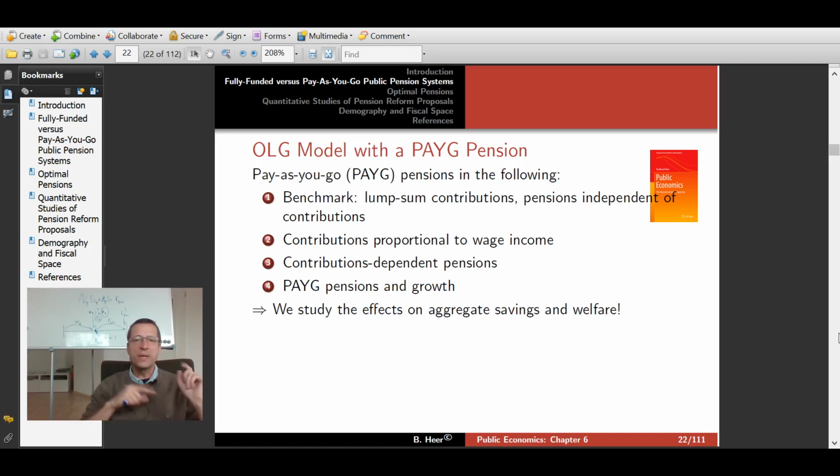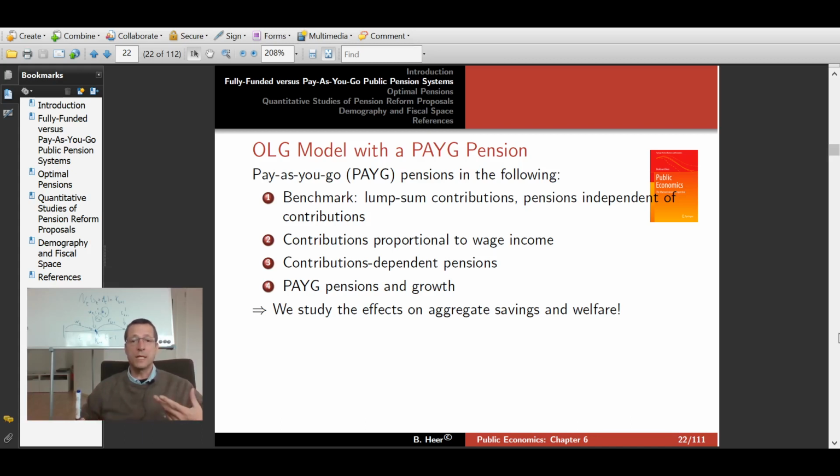Now, we look at a pay-as-you-go pension and we will distinguish 4 cases. First one is we look at lump sum contributions. So pensions are independent of contributions. In the second case, we look at a contribution that's levied as a tax on wage income. But again, pensions are independent of contributions.